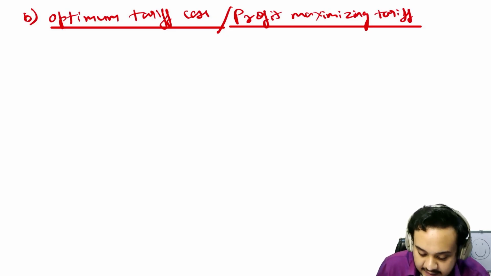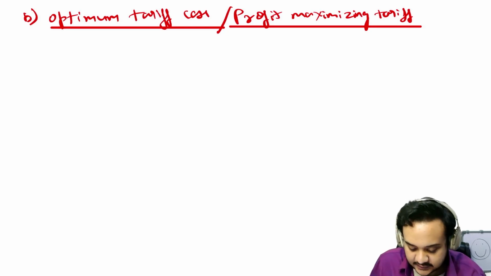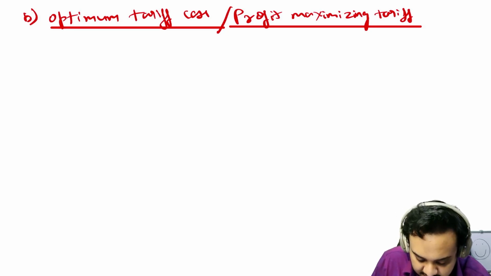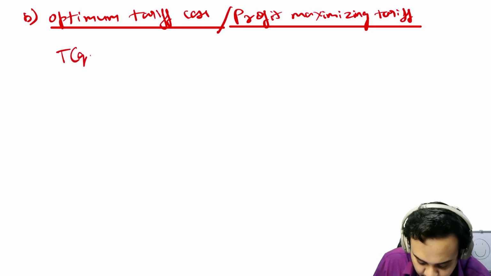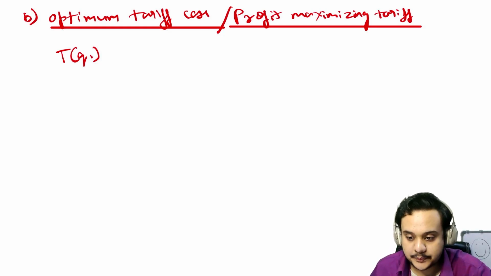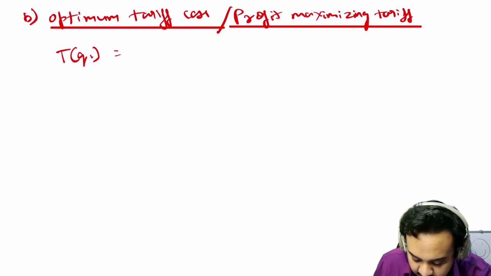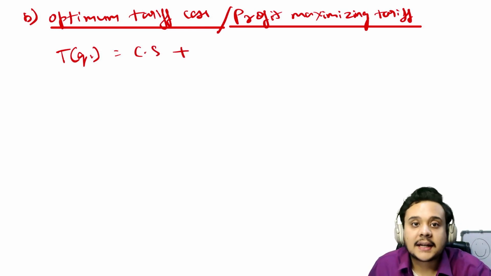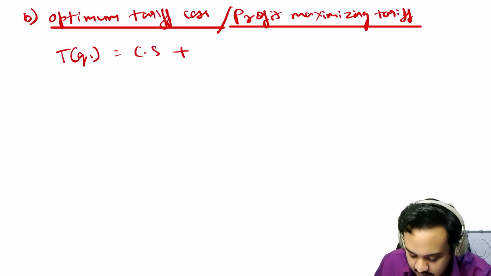Now, the entry fee is going to be the same. Entry fee is going to be the same, tariff of 1. Okay, so the entry fee is going to be the same, which is nothing but the consumer surplus. But what you are going to add is going to be slightly different.